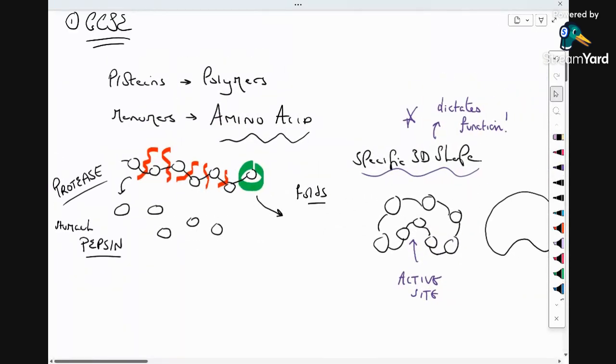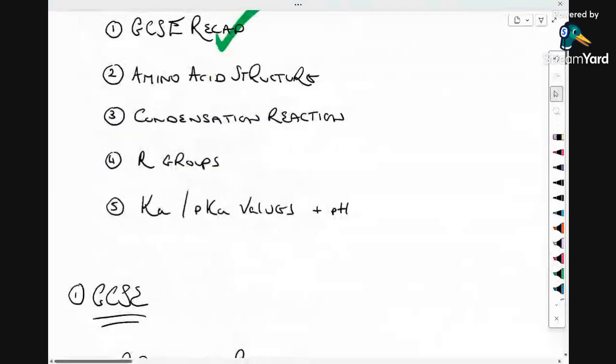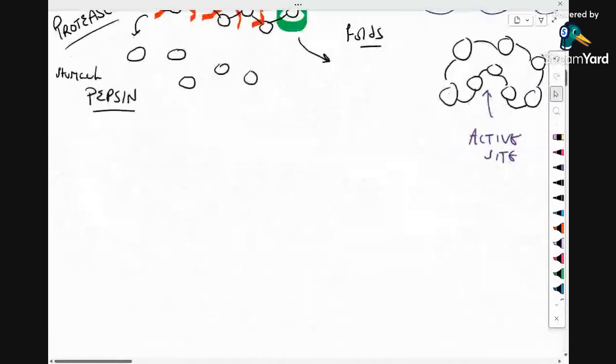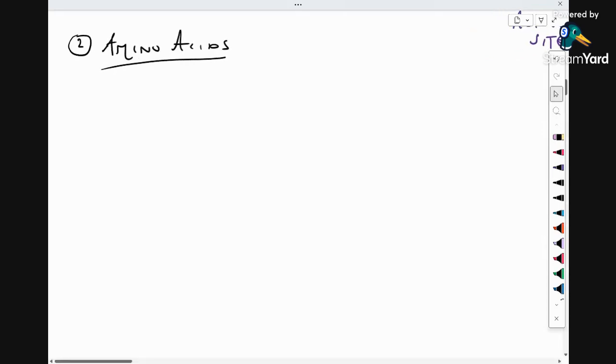So that's pretty much all of it. I think I'll leave that there in terms of GCSE. So what we're now going to do is the first A-level bit, which is zoom in and look at the structure of these amino acids. Okay, what do they look like? And they have this particular structure.